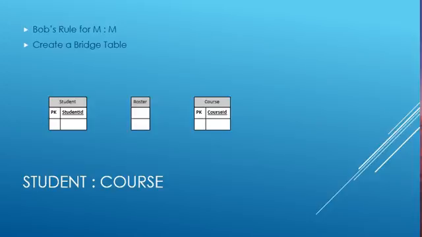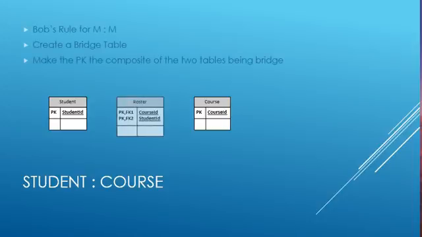Remember, Bob's rules for many-to-many relationships says that we first create a bridge table between the two entities, and then we make the primary key of the bridge table the composite of the primary keys of the two tables being bridged together. In this case, we create a roster table where the primary key is course ID from the course table and student ID from the student table.